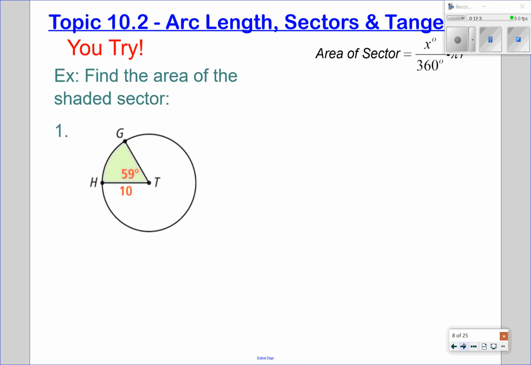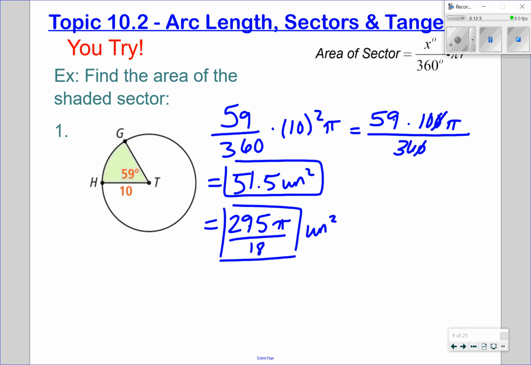Go ahead and try this one, see what you can come up with. Go ahead and check your work here. So 59 over 360 times your area of 100 pi. I went over here and started to show you the process for reducing it into simplest form in terms of pi. If you look here, you would eventually get to this answer in terms of pi, or this would be your answer rounded to the nearest tenth.